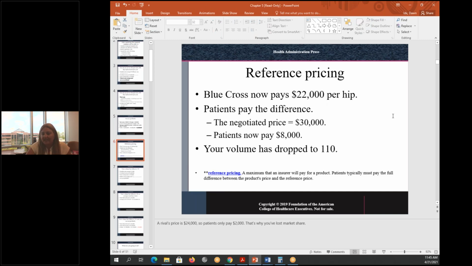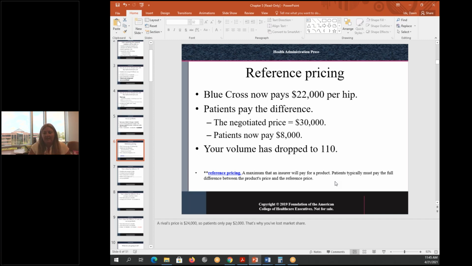In the next portion of the PowerPoint, it's not really a whole different example. It's the same example, but we're just expanding upon it. So this goes over reference pricing. And down at the bottom here, I added a separate little note, which isn't on your original PowerPoint, so if you want to go back and add this in. Your reference pricing is a maximum that an insurer will pay for a product. Patients typically must pay the difference between the product's price and the reference price.